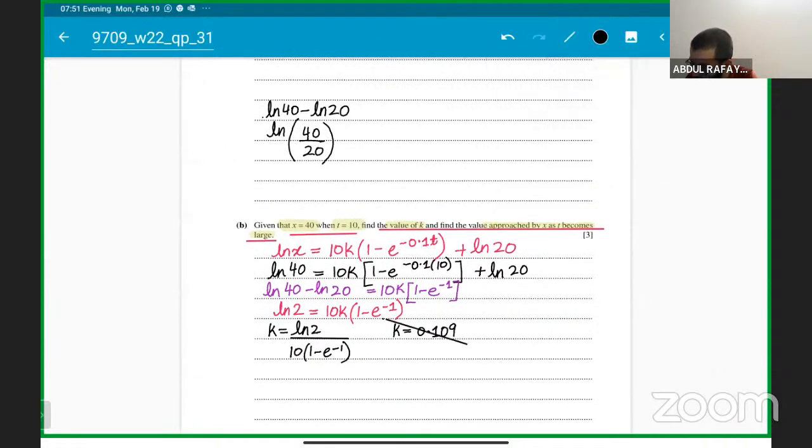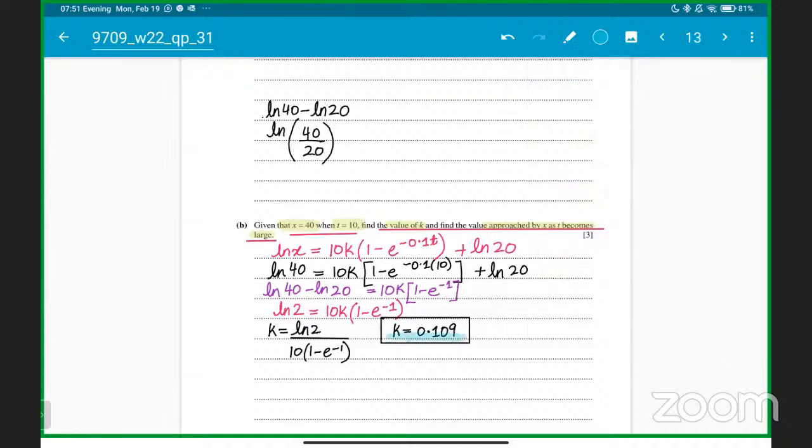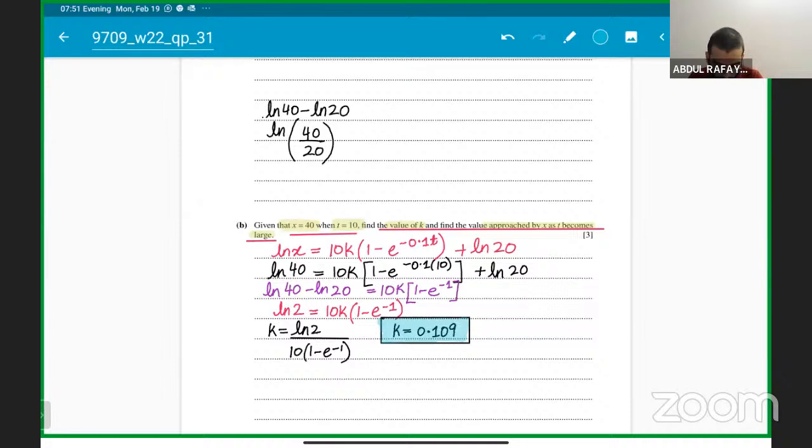So one or 2 marks for this, students. So this should be the correct value. You can check with the marking scheme later. The k value should be coming as 0.109. And then we have to find, this is half part done.